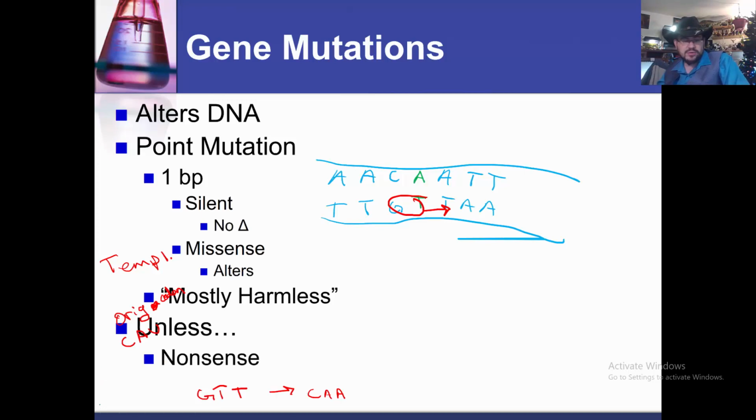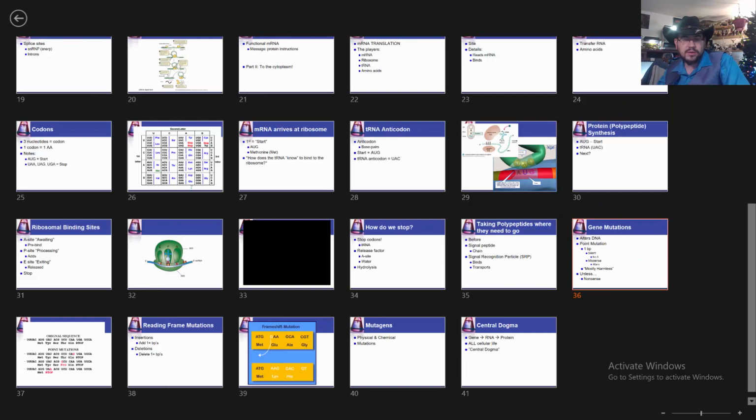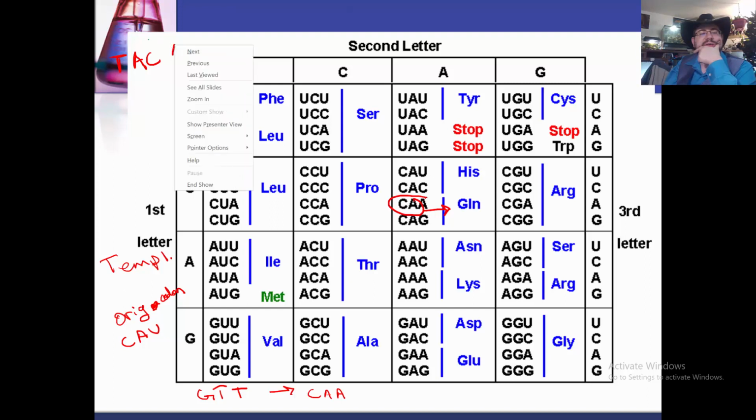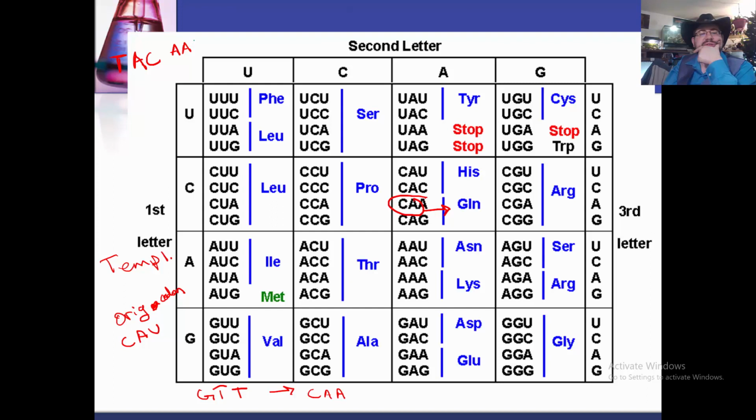One of the drastic ways you can hit a nonsense mutation, let's go back to our little table here. So say we have our original template. All right. Here's our original template. TAC, A, G, A C A, and then A T T, right? Let's build our transcript off of this.